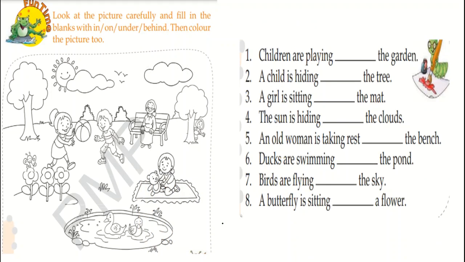Look at the picture carefully and fill in the blanks with in, on, under or behind. Then color the pictures too. So children, here you have to see the picture and decide where to use the preposition in, on, under, behind. Let's start with the first sentence. Children are playing dash the garden. In the garden. Number 2. A child is hiding dash the tree. Behind the tree.